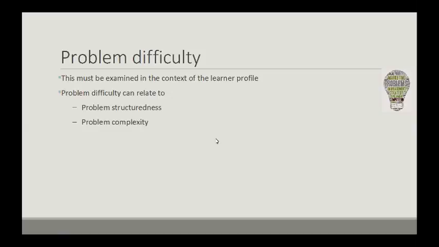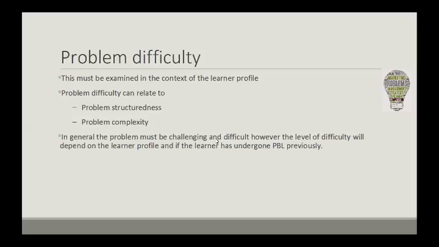Problem difficulty. Problem difficulty must be considered in the context of the learners undertaking the problem-based learning process. According to Hung and Johansson, problem difficulty is related to complexity and structuredness. Complexity refers to the number of elements in the problem that a student may be challenged with. Structuredness refers to the number of solutions to the problem. A well-structured problem has one solution, whereas an ill-structured problem is less defined and so has a number of solutions to the problem. In general, the problem must be challenging and difficult.